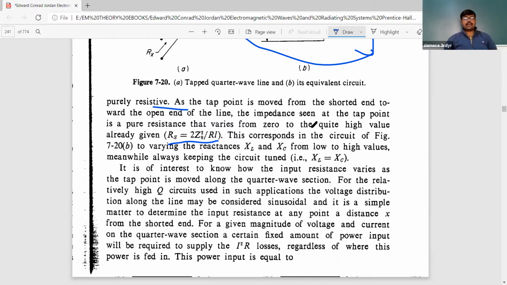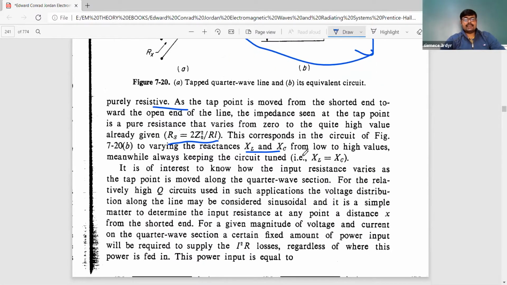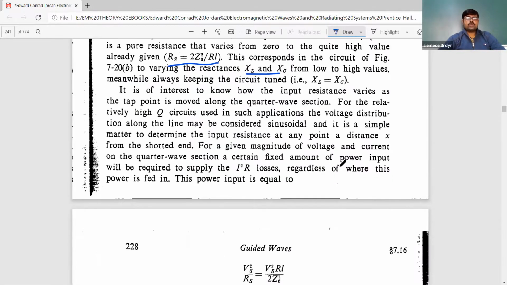This corresponds, in the circuit of figure 7.20b, to varying the reactances XL and XC. If you change the values of XL and XC, because there is a variable, tunable portion, you can tune it. If you tune it, obviously you get different reactance values for XL and XC from low to high, while always keeping the circuit tuned. At the condition XL equals XC, that is basically called the resonant condition.